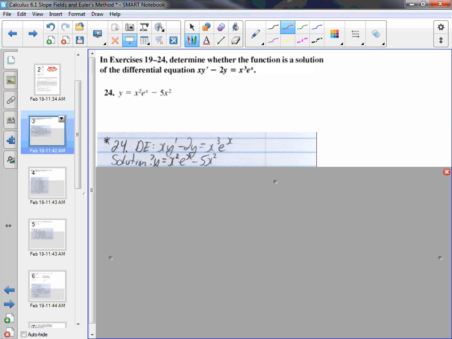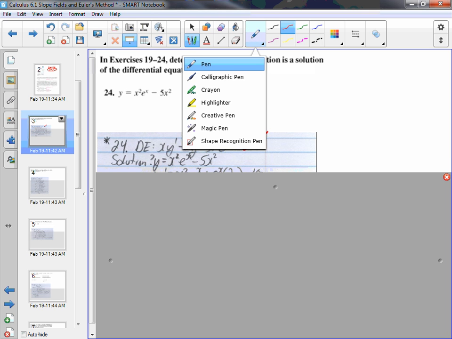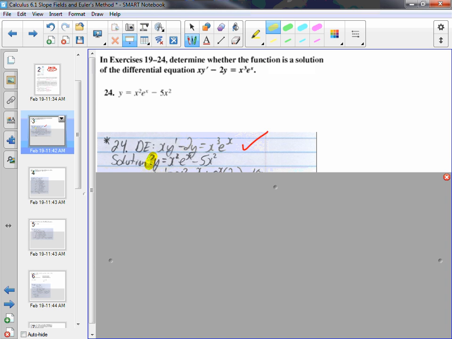So when I write this down, it makes more sense to me to write down the differential equation first, which we'll shorten to DE. Guess what DE stands for? Differential equation. So write down your differential equation, your DE, and then they're asking us whether or not y equals x squared e to the x minus 5x squared is a solution. That's why I put a question mark right there.